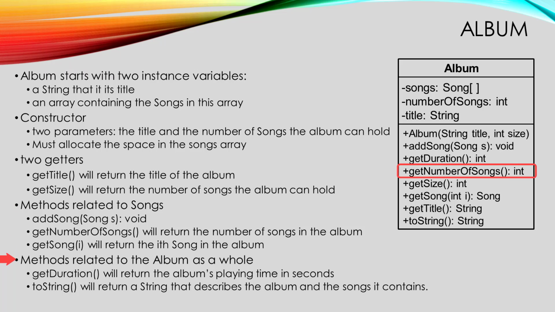Finally, it has 2 methods that are related to the whole album. getDuration returns the album's total playing time in seconds. That will be the sum of the durations of all of the songs in the album. And the album's toString method will be a string that describes the album and all of the songs that it contains.